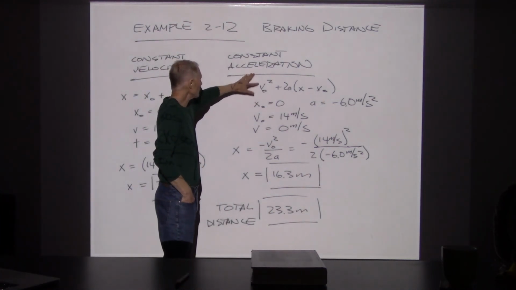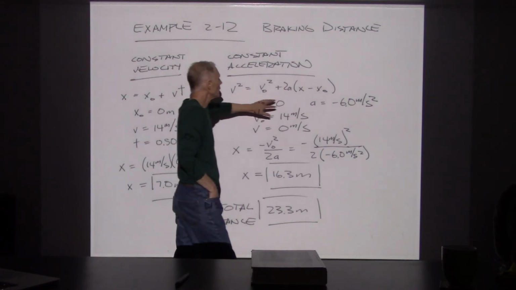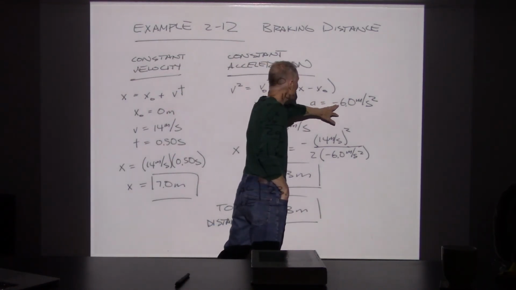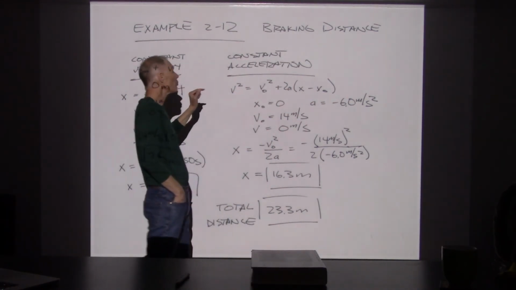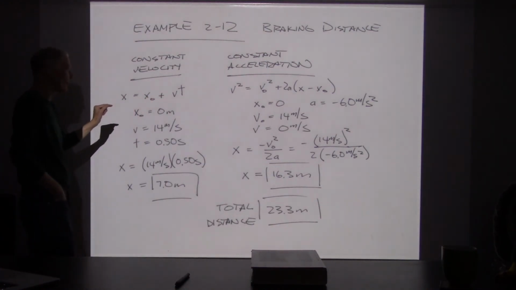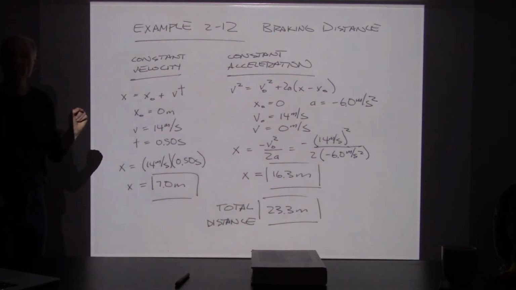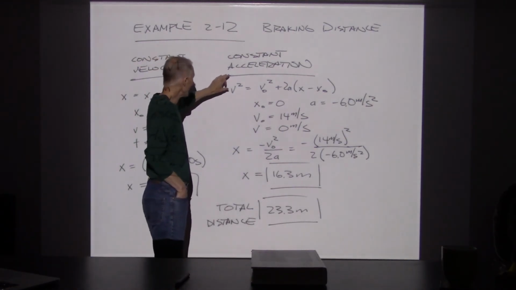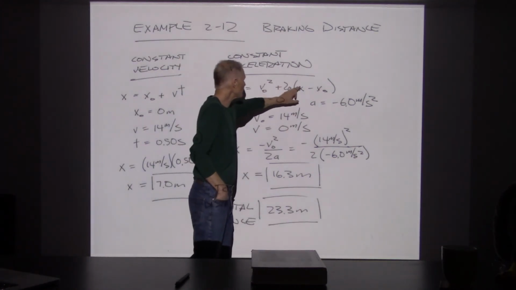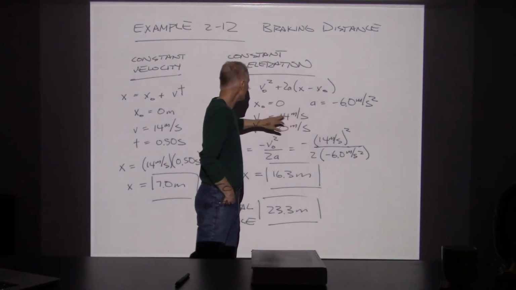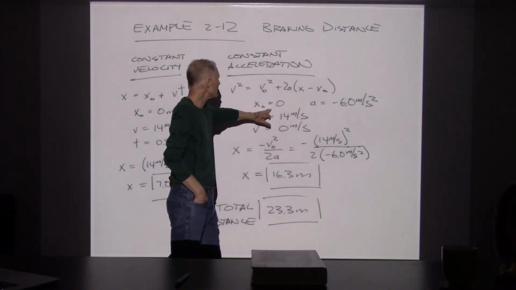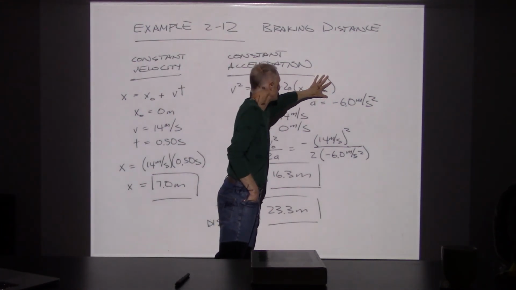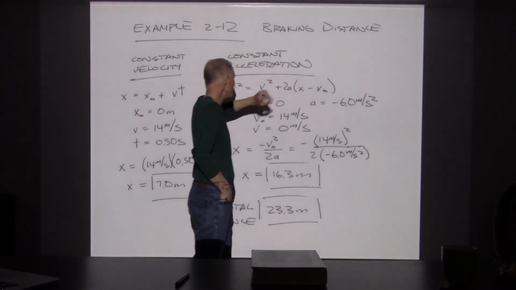So for the second part, x naught is equal to 0. The acceleration now is minus 6 meters per second squared. They wanted to know information not on time, but on displacement. What's the braking distance, not the braking time? And so I brought out the formula that has v as a function of x. Since I designated x naught to be 0, I can let this just drop out. Now, to me, that makes it a little easier.